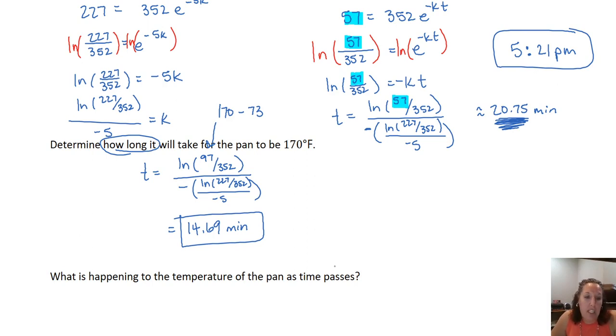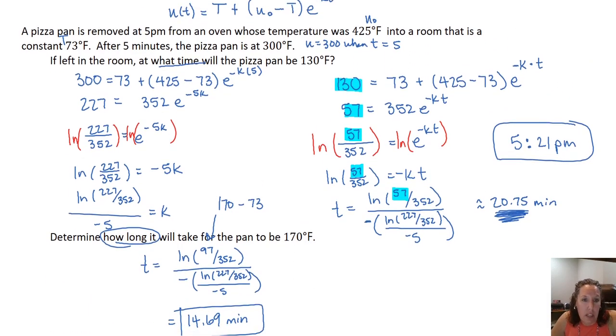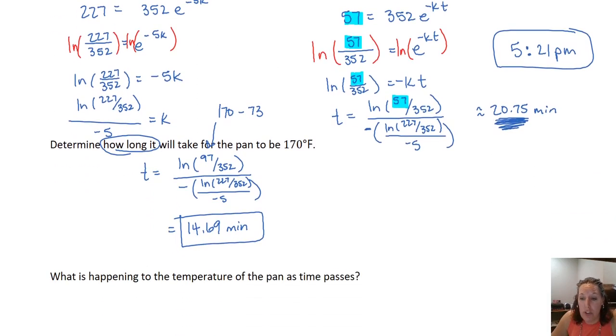So what's happening to the temperature of the pan as time passes? If you think about it, what would happen to a pizza if you left it on the counter at 73 degrees for as long as it could sit there? You're going to see that it's going to start approaching the temperature of the room. And so as time goes on, it's going to get closer to 73 degrees, which is the temperature of the room.